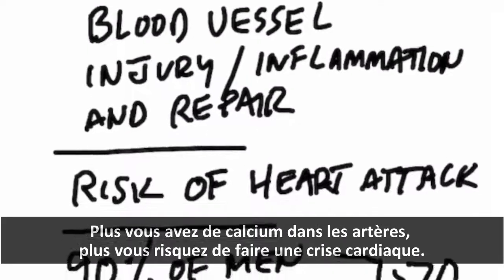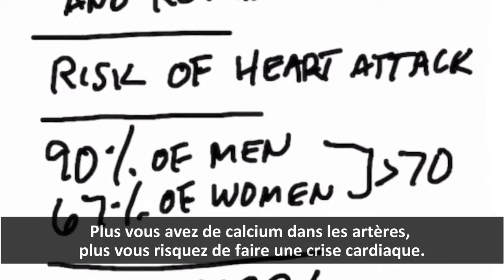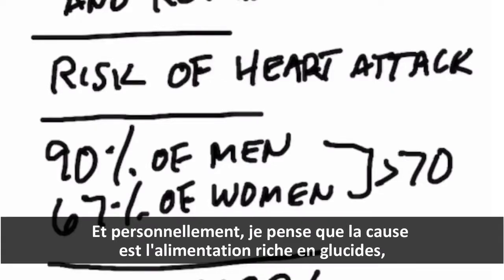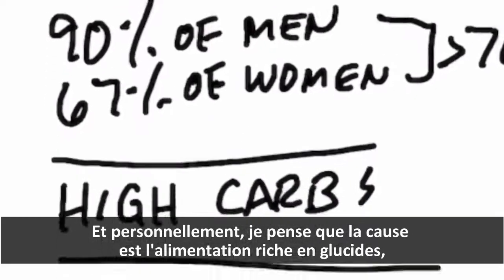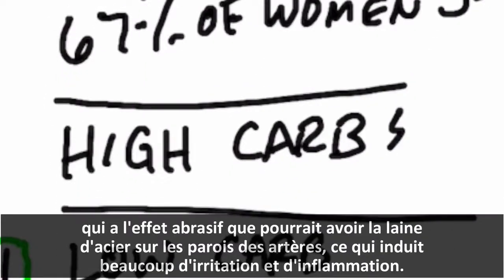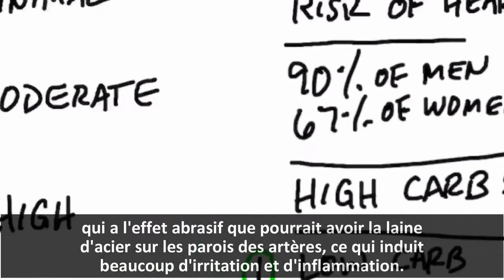And the more calcium you have in the arteries, the more you're at risk for getting a heart attack. In fact, 90% of men and 67% of women over the age of 70 have some amount of calcium in their arteries. And personally, my opinion of why this is, is that consuming high amounts of carbohydrate in your diet is like taking steel wool and sanding the inside of your arteries. It creates a lot of irritation, a lot of inflammation.